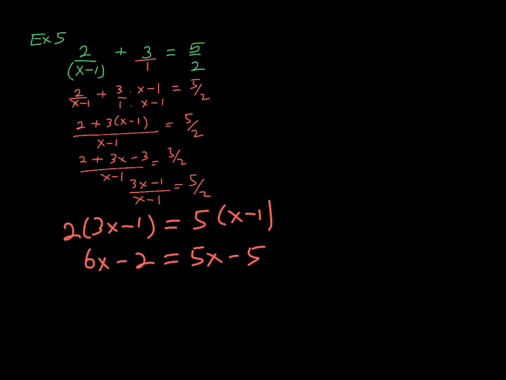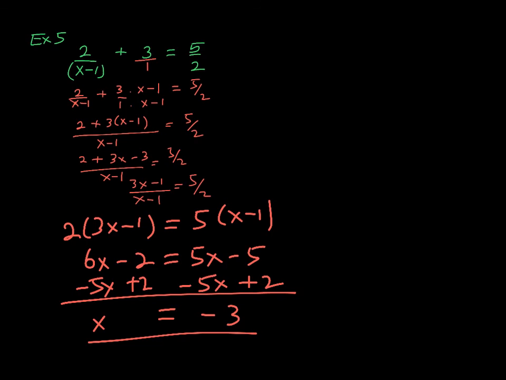Now we can bring 5x to the left hand side by subtracting 5x on this side and subtracting 5x also on that side. Then we can bring -2 to the right hand side by adding 2 here and adding 2 there. This way 6x minus 5x leaves us with x. Negative 2 plus 2, that's 0. 5x minus 5x, that's 0. Negative 5 plus 2, that is what? Negative 3. So x is equal to negative 3.